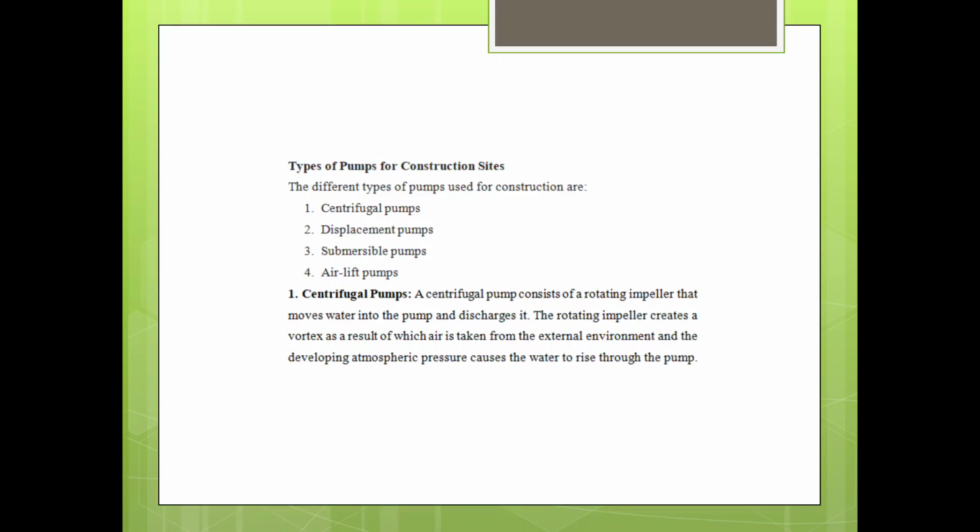Centrifugal pumps. A centrifugal pump consists of a rotating impeller that moves water into the pump and discharges it. The rotating impeller creates a vortex, as a result of which air is taken from the external environment, and the developing atmospheric pressure causes the water to rise.